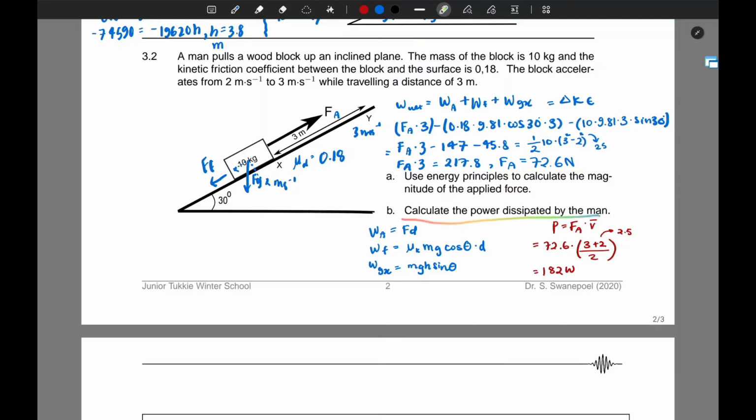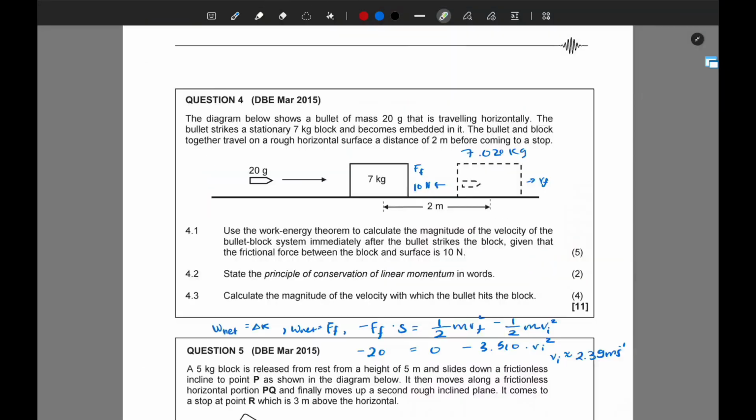Now the second question will be, what is the power dissipated by the man? We need to read this as power from the data booklet is force applied into average velocity. So we are given the applied force by part A, and then the average velocity is adding up the final plus initial, dividing it over 2, which will get 2.5, multiply them and we'll get 182 watts of power.